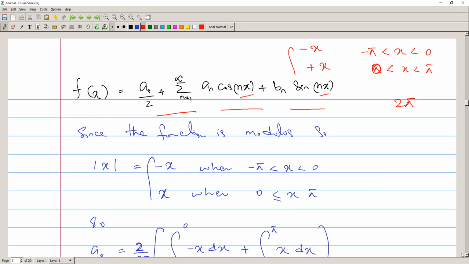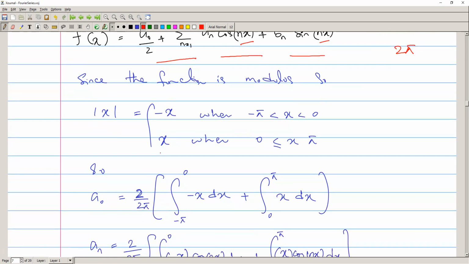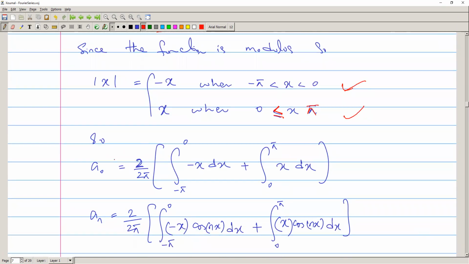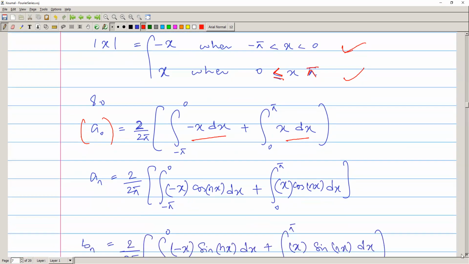So now we can solve it like a piecewise function. We already did in the previous questions, right? So you can solve it easily. It's not a difficult task, right? Using piecewise. Here a naught is 2 divided by b minus a, that's 2 pi. From -pi to 0 is -x, and 0 to pi is positive x, right?